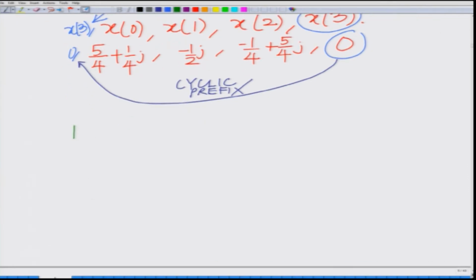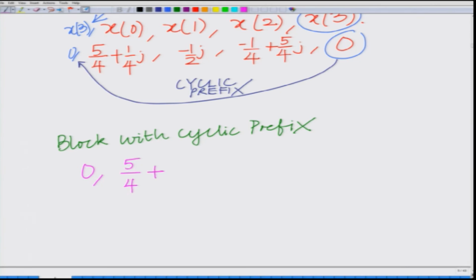So, the block of transmitted samples over the channel with cyclic prefix, and this is important to remember, this is the block with the cyclic prefix. Let me just write it down very carefully. This is 0, 5 by 4 plus 1 by 4 j, minus half j, minus 1 by 4 plus 5 by 4 j, 0. This is the block of samples.